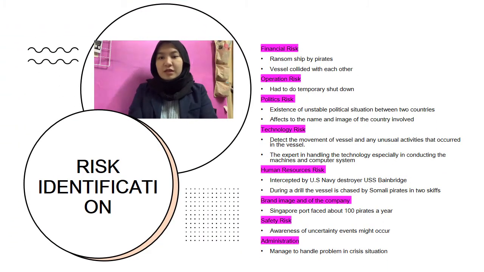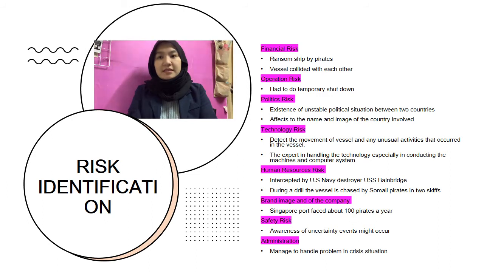Assalamualaikum warahmatullahi wabarakatuh. My name is Nur Azrina binti Zuhalimi. This slide is talking about risk identification. We have 8 risk identifications. First is financial risk. Under financial risk, we have 2: ransom of ships by pirates and vessels collided with each other. And then the second one is operation risk. Under operation risk, we have one, which is having to do a temporary shutdown. Third is political risk. Under political risk, we have 2: the existence of an unstable political situation between 2 countries, which then affects the name and image of the countries involved.